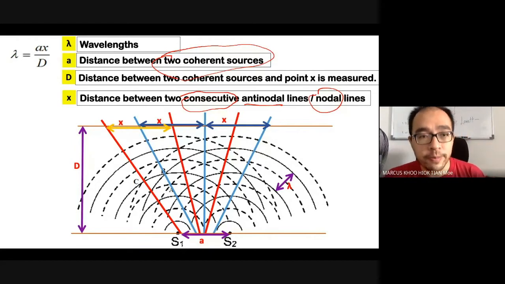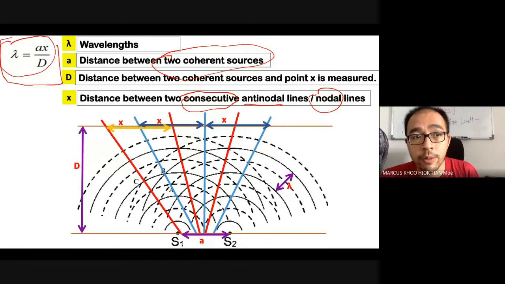Okay, and we get this formula, which is the interference formula, where we can calculate the wavelength by calculating A times X divided by D. So this is a very important formula for us in this interference. Lambda equals AX over D. This is known as the interference formula.